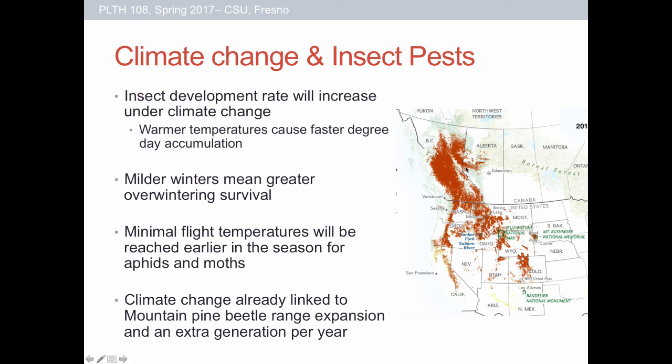And the major problem with this is that a lot of the trees in British Columbia are not adapted to the mountain pine beetle. They don't have any evolutionary history with the species. So they don't have as much defensive compounds as the trees do here in California. And so the beetle's really running amok up there.